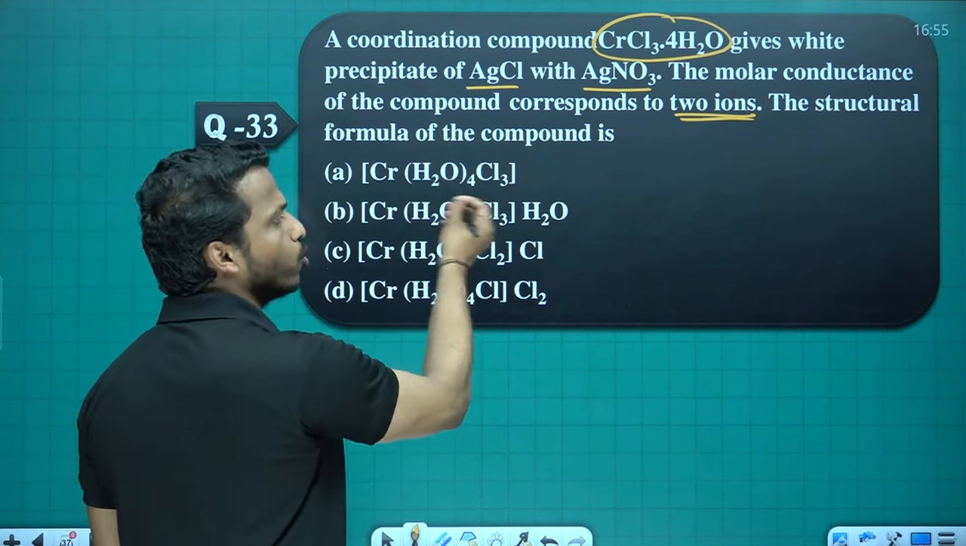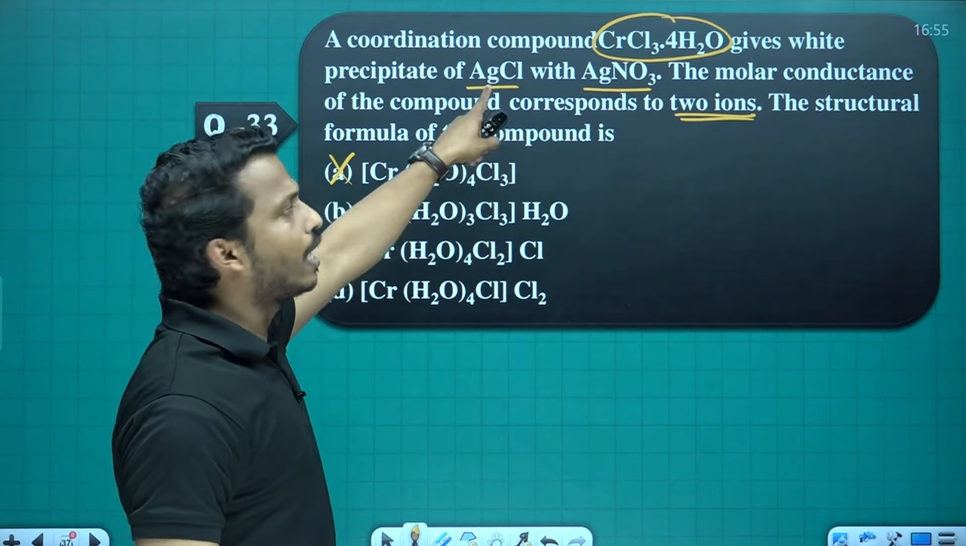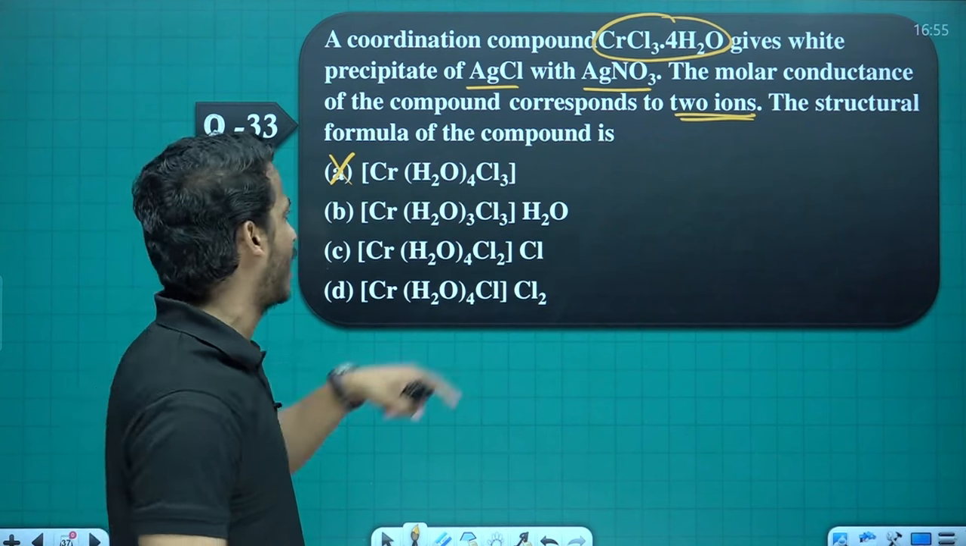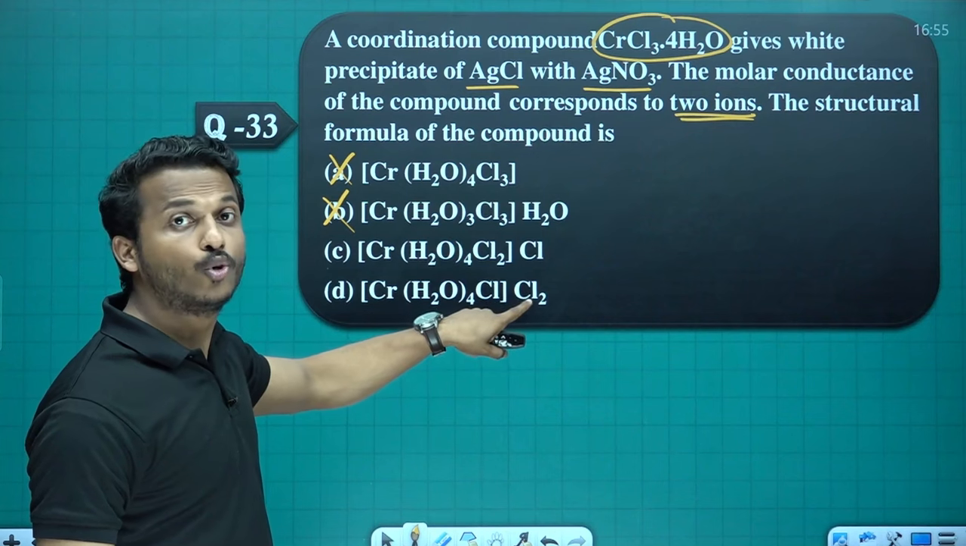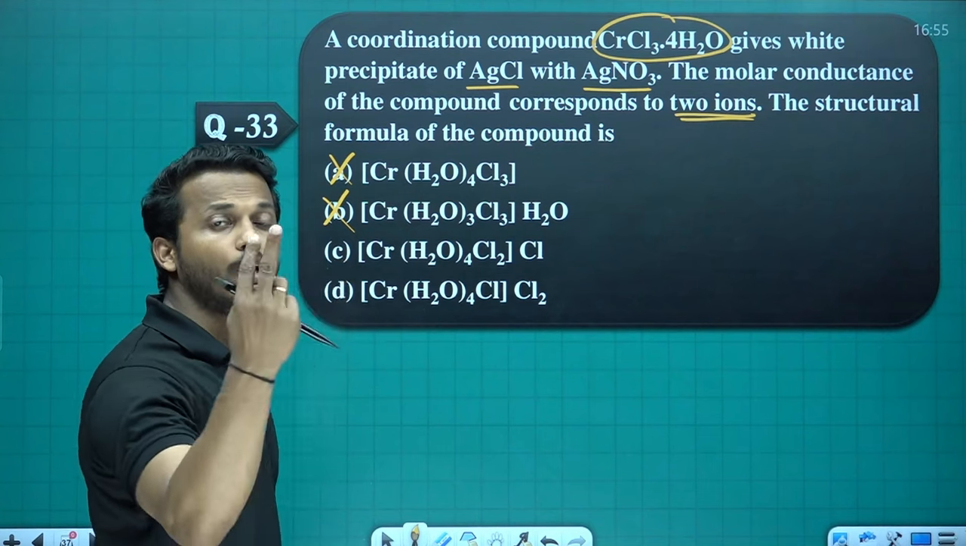See, this won't give you 2 ions. This is only the complex. Cut it. And they already said it will give you AgCl. Will it give AgCl? No, there is no chlorine outside. Cut it. This can give you 1 AgCl. It can give you 2 AgCl because 2 chlorine outside. But they said overall the complex will give you 2 ions.